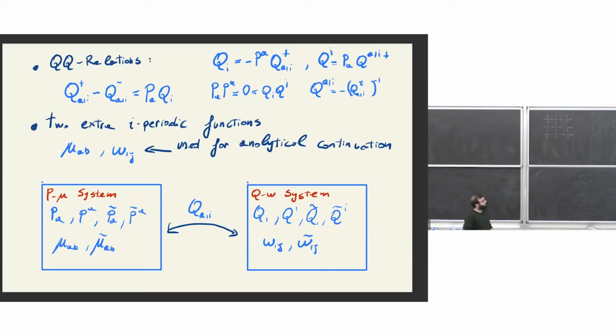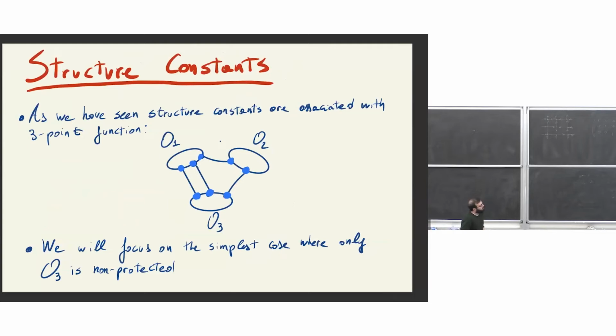Okay, let me go on and try to explain how we use integrability to construct structure constants. Structure constants are associated with three-point functions, and what I need to do is practically contract my three-point operators, which are again spin chains, between themselves.